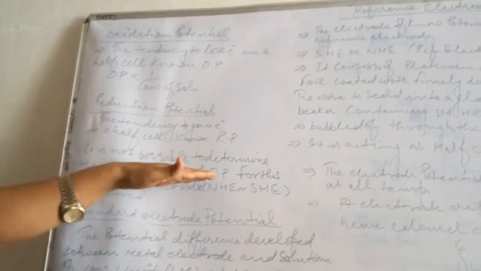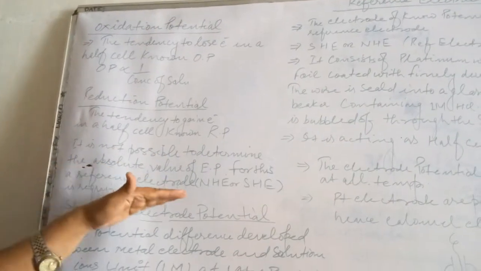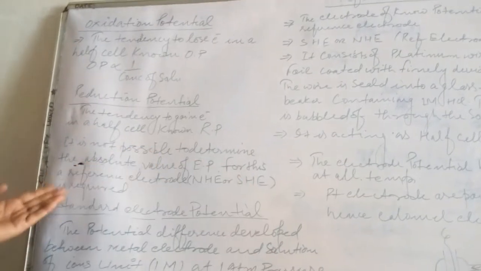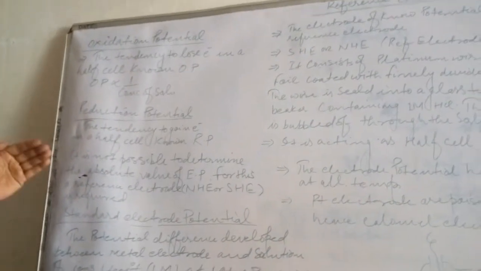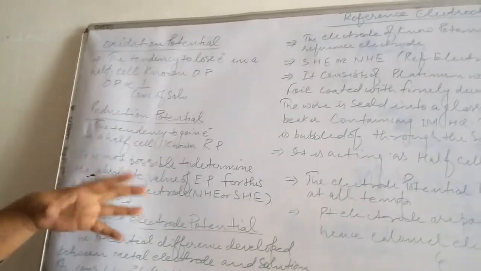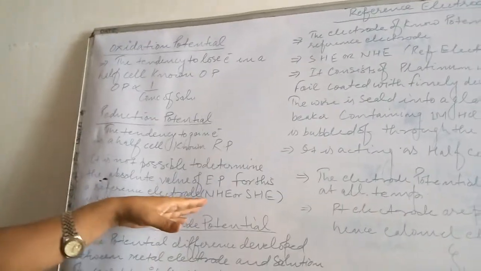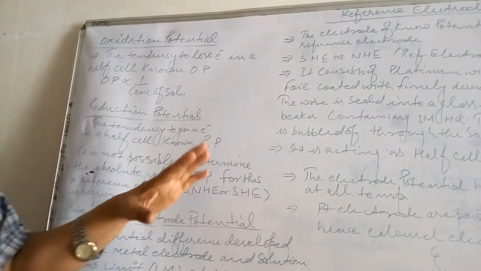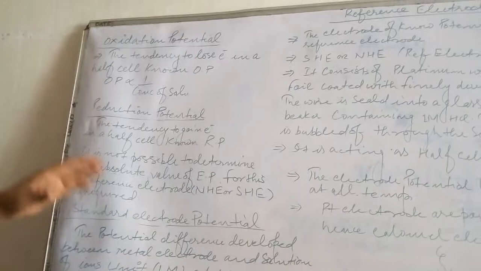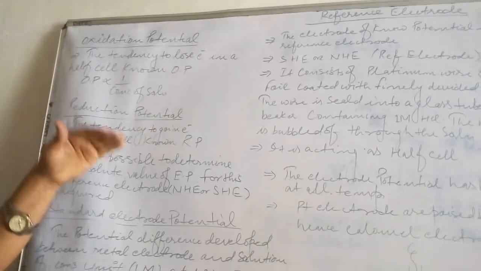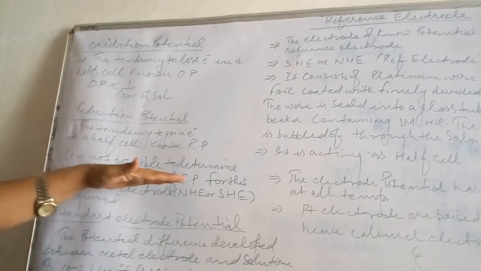It is not possible to determine the absolute value of electrode potential without a reference electrode. NHE, SHE is required, meaning we cannot observe and calculate the actual absolute value of either oxidation potential or reduction potential alone. It needs a reference electrode. Afterward we will study the reference electrode, the normal hydrogen electrode or standard hydrogen electrode, which is considered as the reference electrode. By using the reference electrode we can find out the actual value of electrode potential.